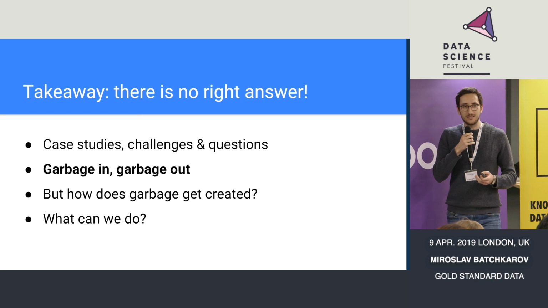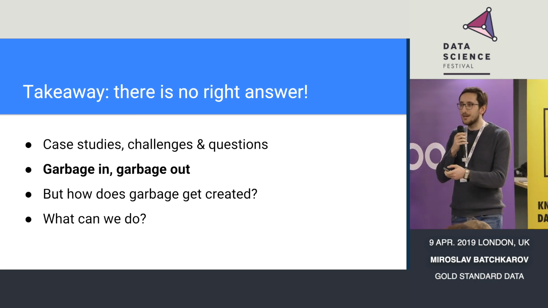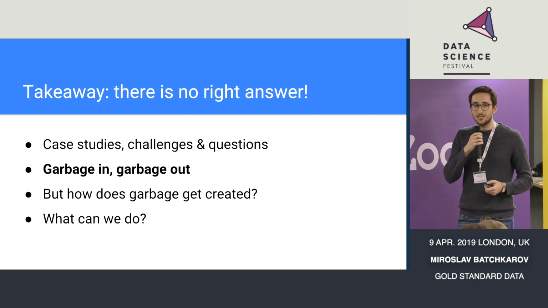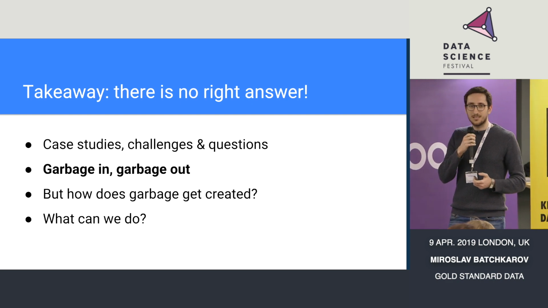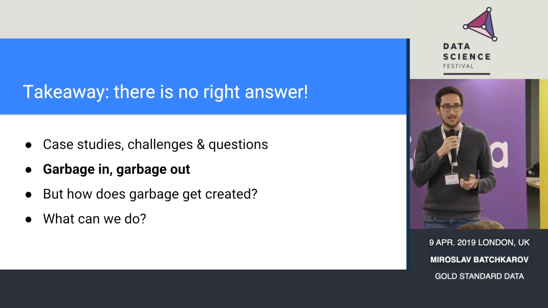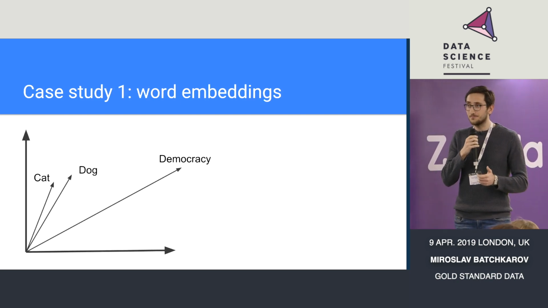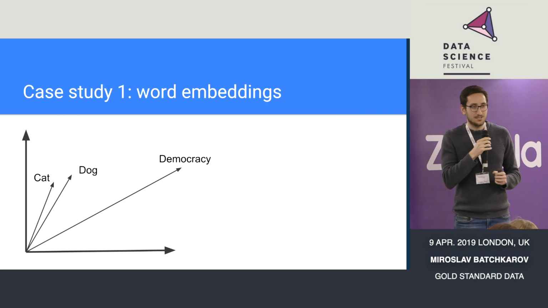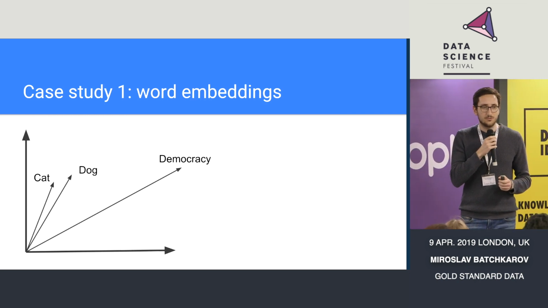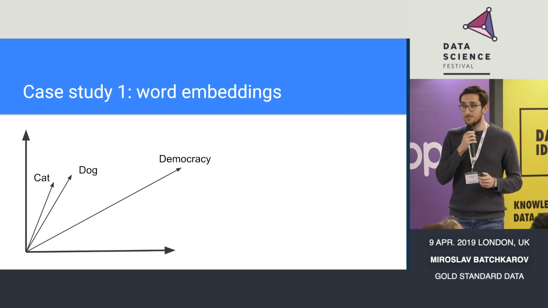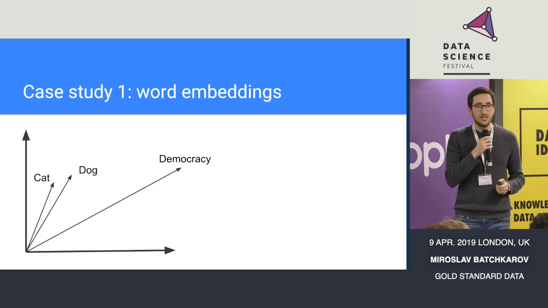The key insight to keep in mind is this oft-cited maxim that if garbage goes in, garbage is going to go out. So the question that we really want to think about is, how does the garbage get made? And what can we do to stop garbage from being made and wasting our time? So let's look at a few case studies. The first one is, again, word embeddings. I'm going to do a very quick intro just in case, but I guess by now everyone would have heard of those.